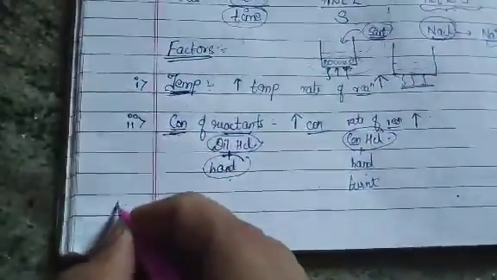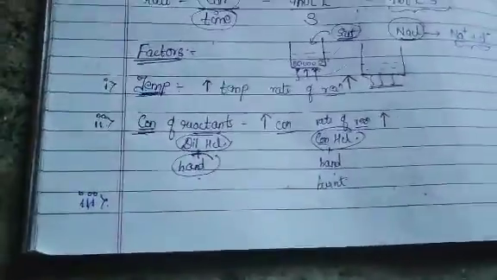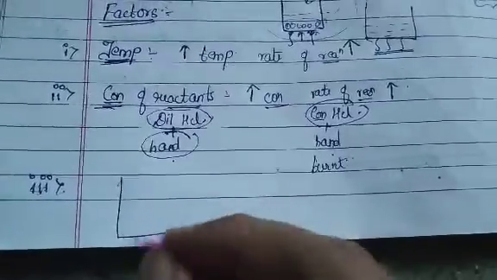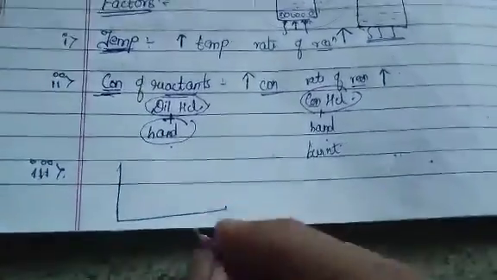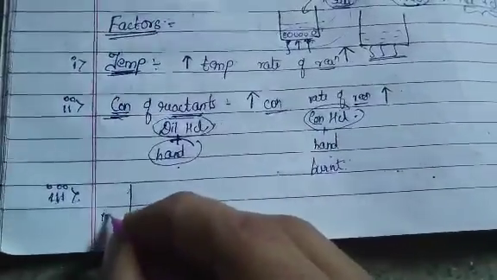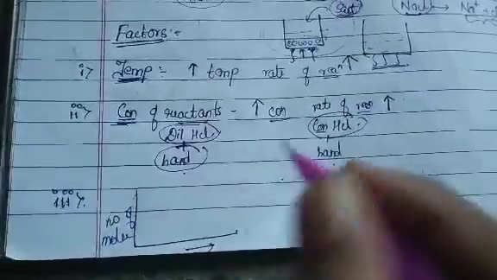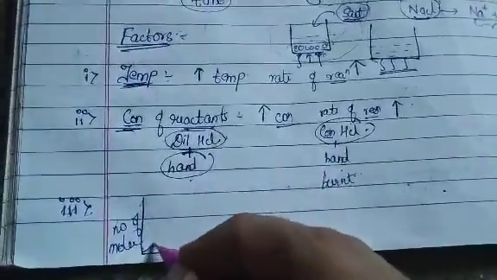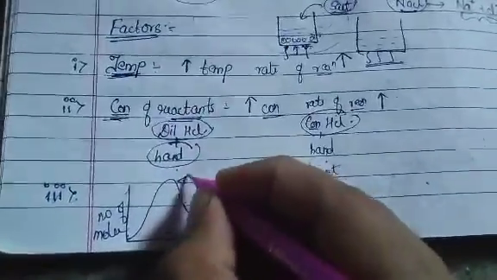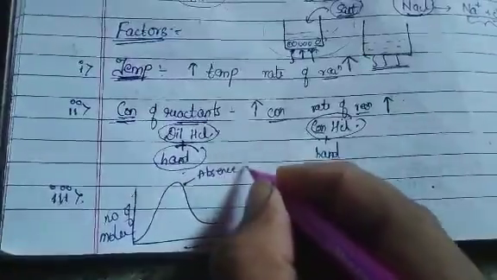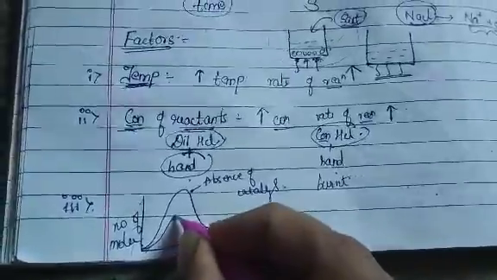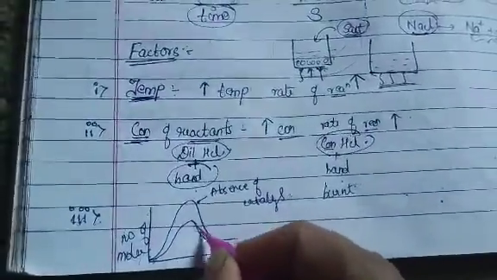Coming to the catalyst, of course, if you remember, we have plotted a graph. If this is your graph, we said that this is the extent of reaction, and here is the number of molecules. In the absence of the catalyst, your graph will be in this way. But when I am using a catalyst, it will be like this.